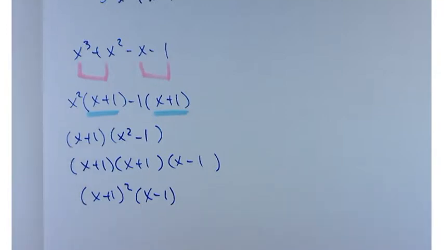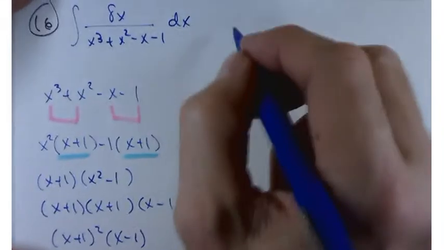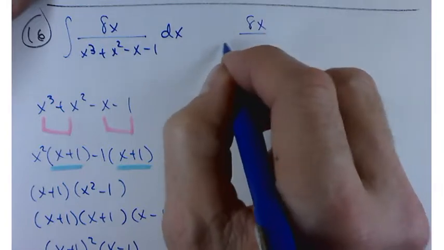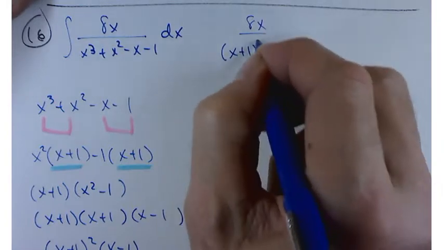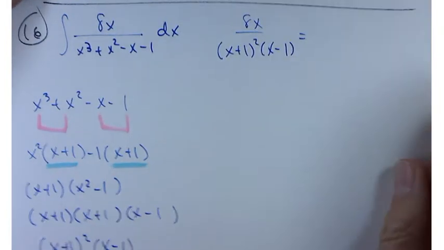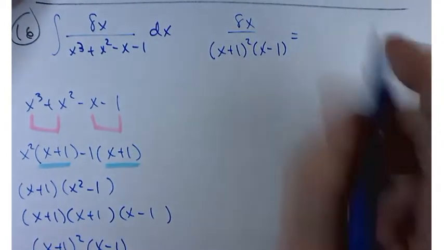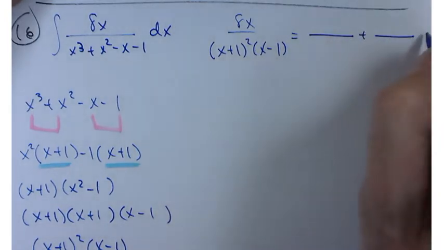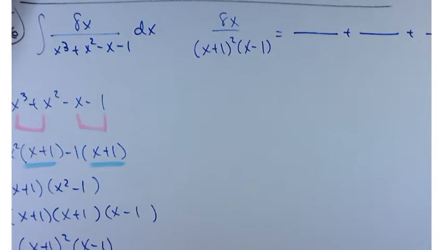Cool. Now we can start our problem. After 5 minutes, right? All right. Well, let's take a look at what that does for us then. I can rewrite this as 8x over x plus 1 squared times x minus 1. Let's see if we can't figure out the things that we're going to need on the right-hand side. It's going to be a total of 3 of them.